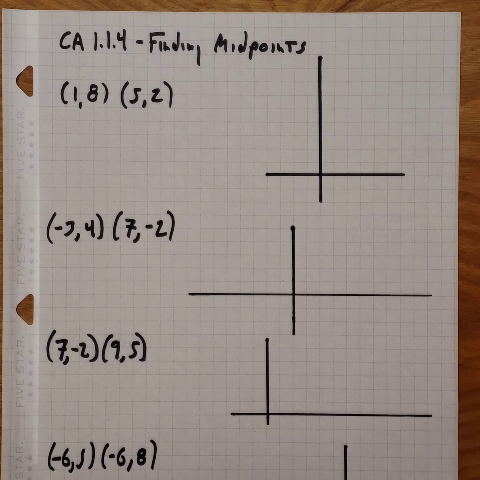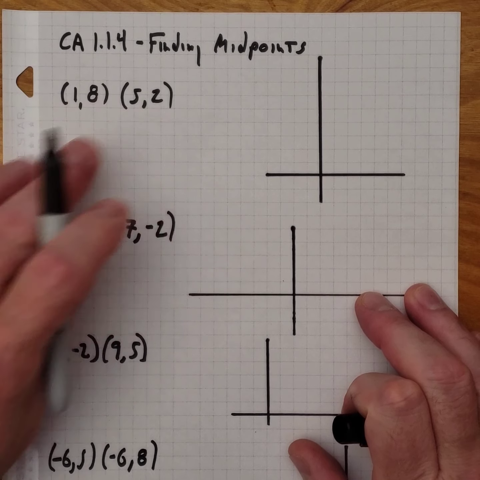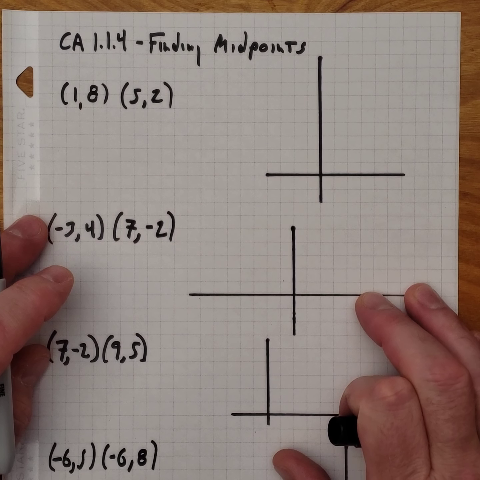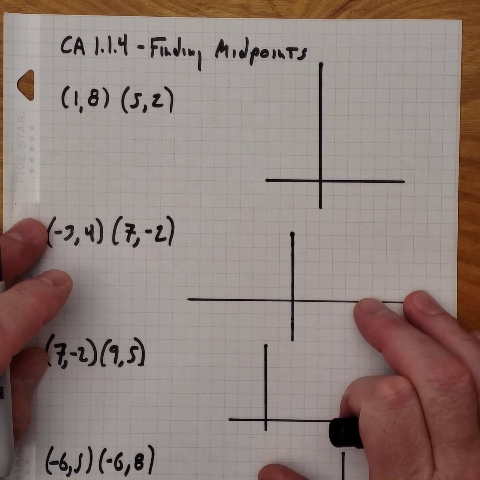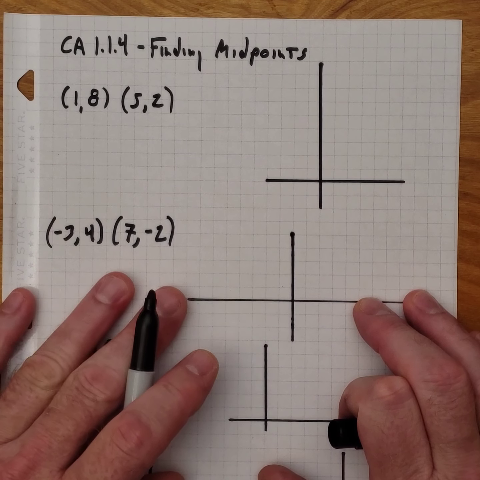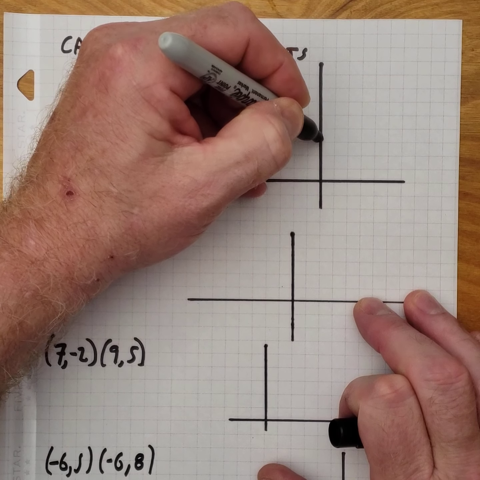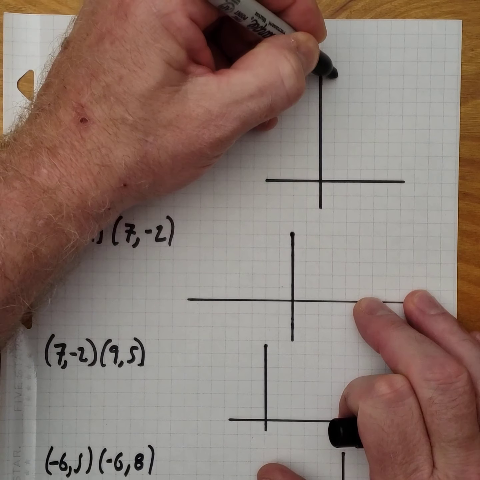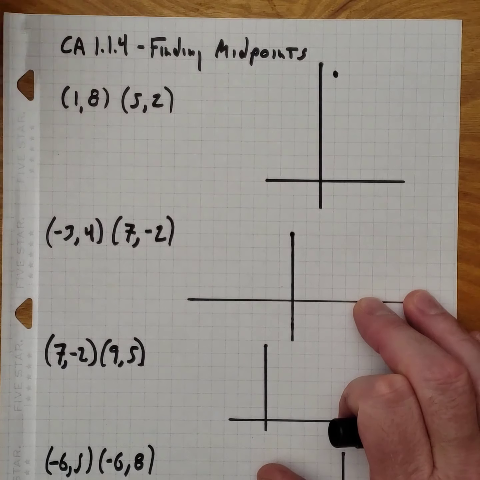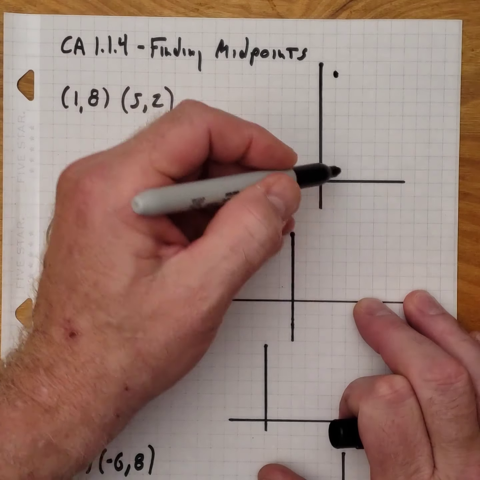So here's a real easy topic, finding midpoints. Suppose we've got 2 points and we want to find the point that's exactly halfway in between them. Again, I recommend drawing or graphing because pictures are more easily understood by your brain than symbols are.